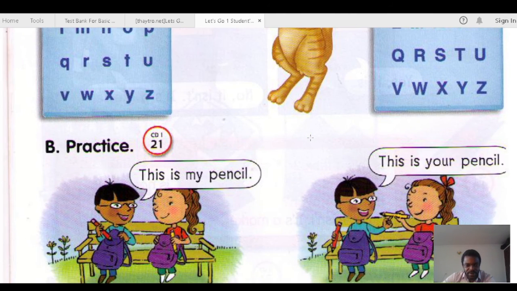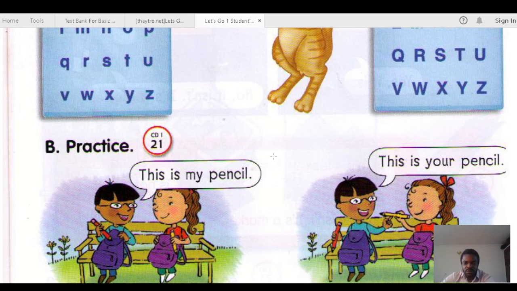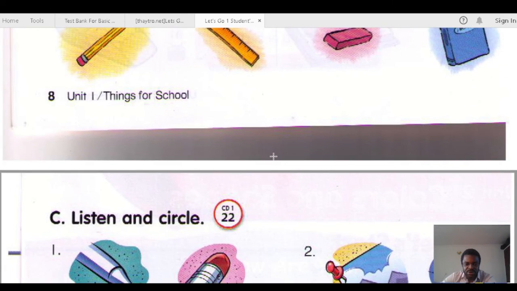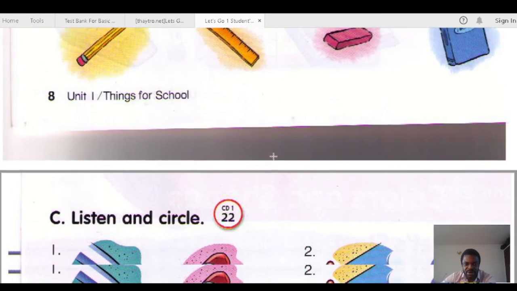Okay? This is my pencil. This is your pencil. You see, we're talking about possessive adjectives again here. Your pencil, my pencil. How to use my, your, his, her, their, our. Those are the things we have to be focusing on. So we have to take it easy and not go too fast, so that I make sure everyone is being carried along.